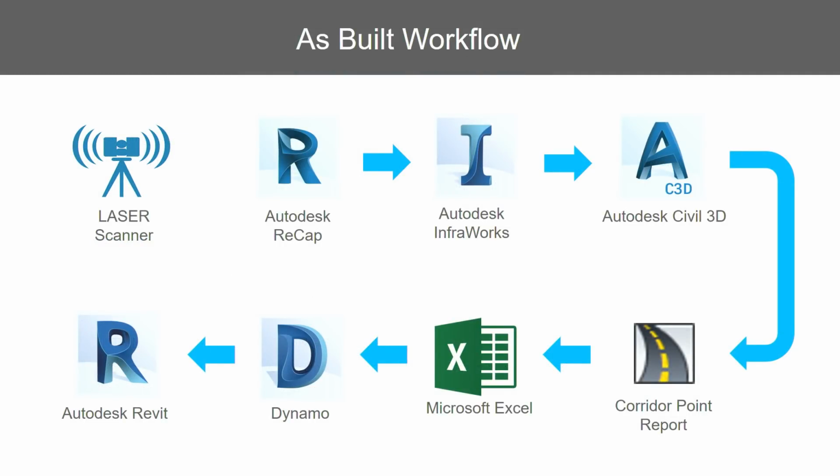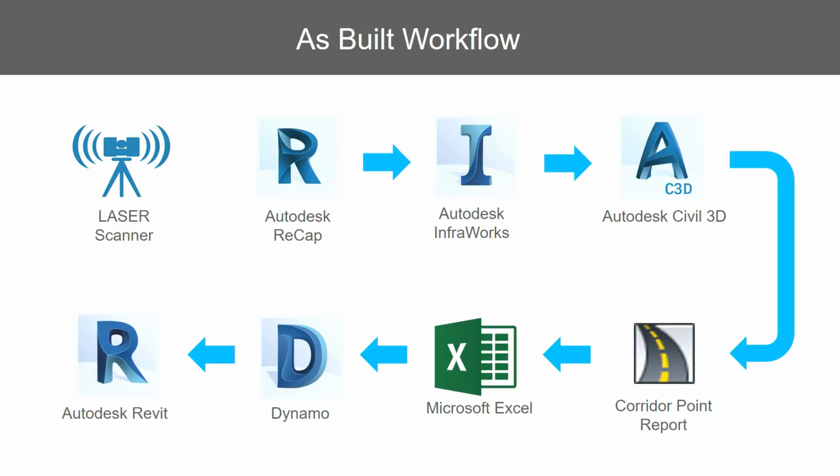So if it's an as-built structure, clearly we're going to be starting off with a laser scan. So we can take that into Recap, we can then process the laser scan, we can index the scan here, and we can then just slice out the area of corridor that we're interested in. We're then taking that into InfraWorks.